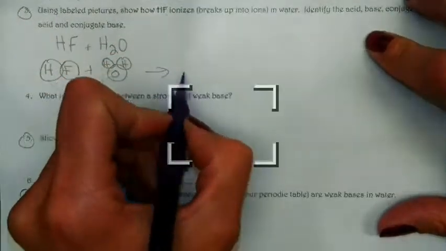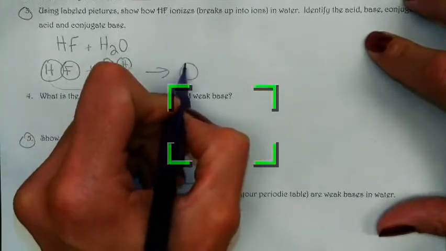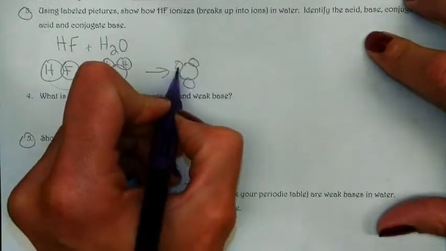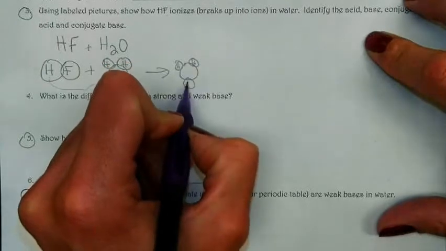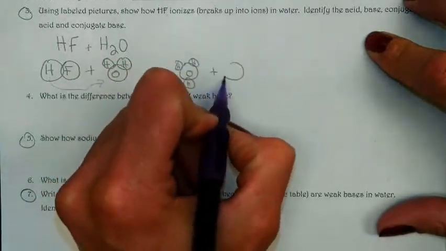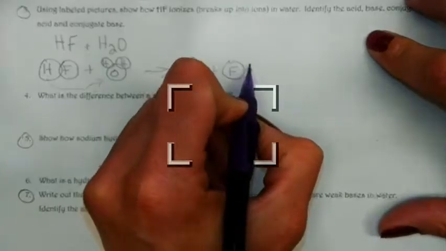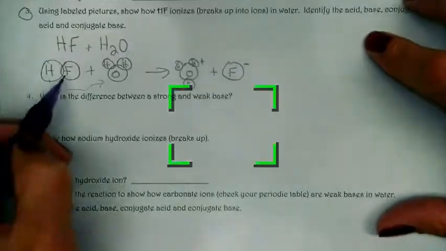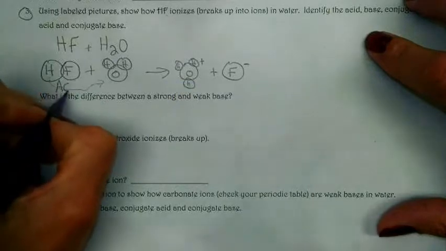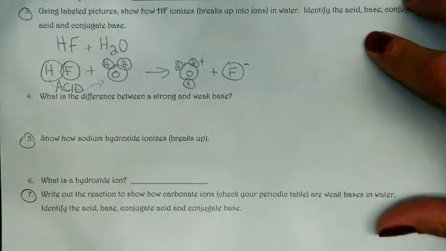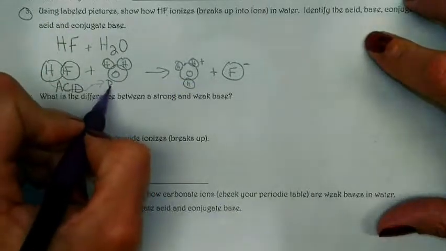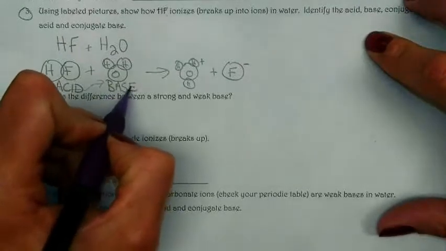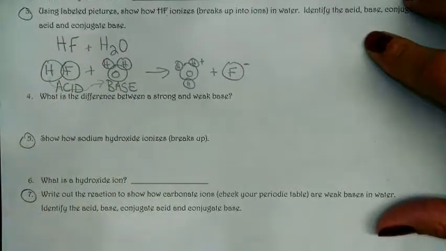So we'll have now H3O plus, and then the fluorine will be by itself. HF acted as the acid because it gave away its hydrogen, and water acted as the base because it accepted the hydrogen.